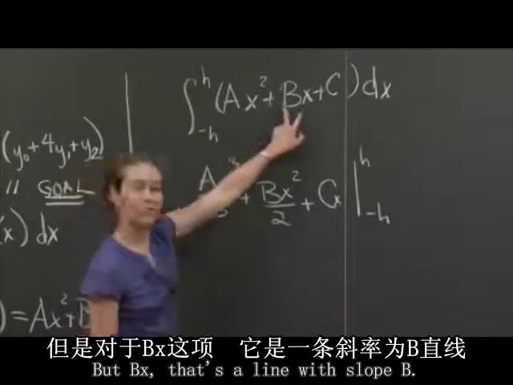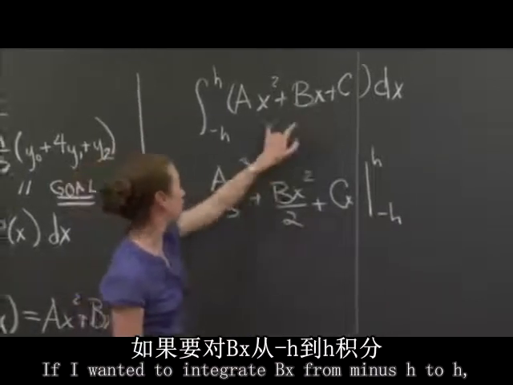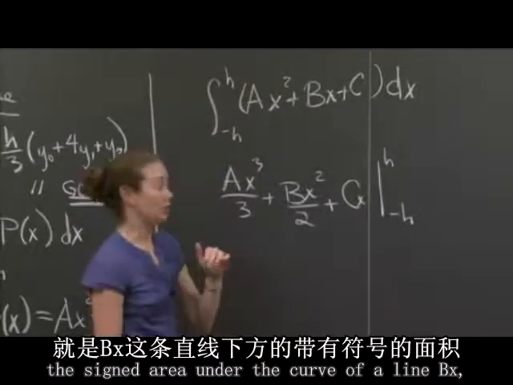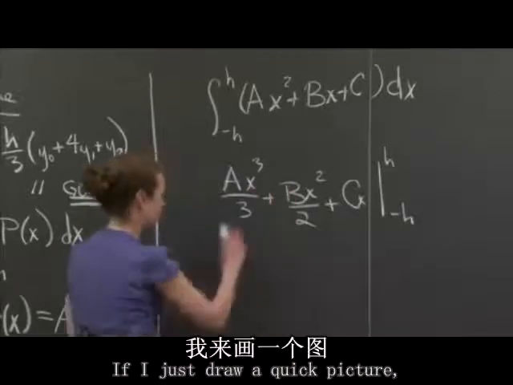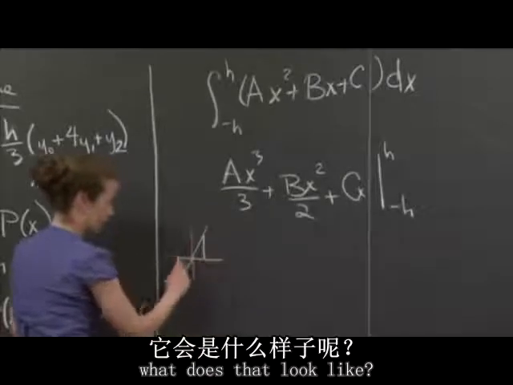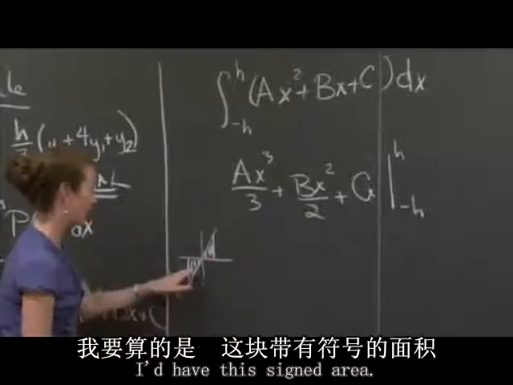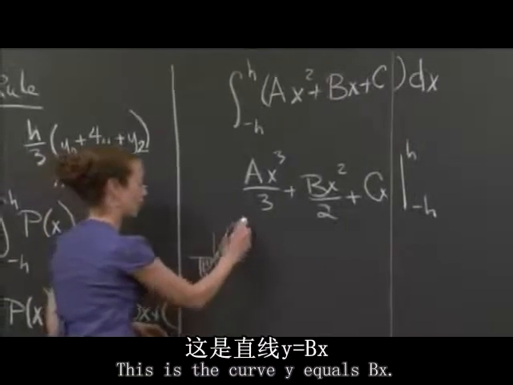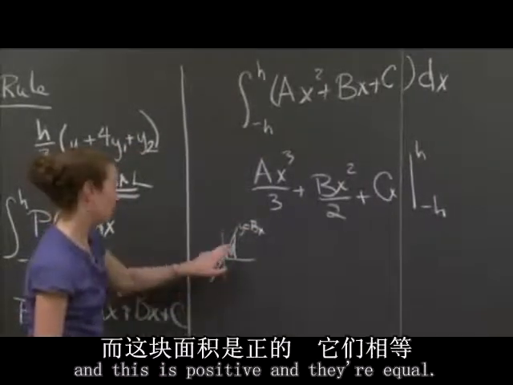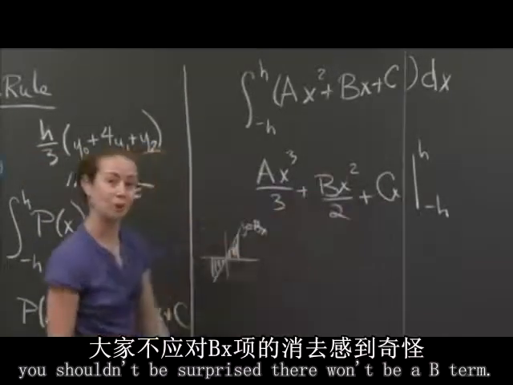But b x, that's a line with slope b. If I wanted to integrate b x from minus h to h, that's the signed area under the curve of a line b x from minus h to h. If I just draw a quick picture, what does that look like? It's symmetric with respect to a rotation there. So I'd have this signed area. This is the curve y equals b x. From minus h to h, this area is negative and this area is positive, and they're equal. So you shouldn't be surprised there won't be a b term.